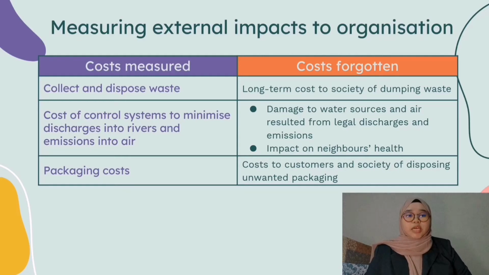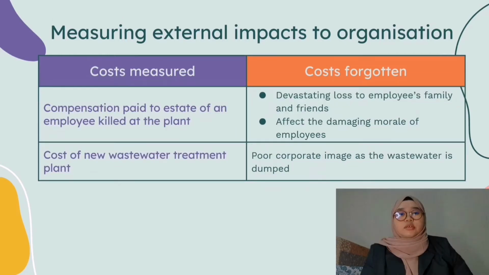The next cost measure is packaging cost. The cost forgotten is the cost to customers and society of disposing unwanted packaging. The next cost measure that we will look at together is compensation paid to the estate of an employee killed at a plant. The cost forgotten relating to this issue is, of course, a devastating loss to the employee's family and friends. It will also damage the morale of employees. The last cost measure is the cost of a new wastewater treatment plant. The cost forgotten in this case is poor corporate image as the wastewater is dumped.